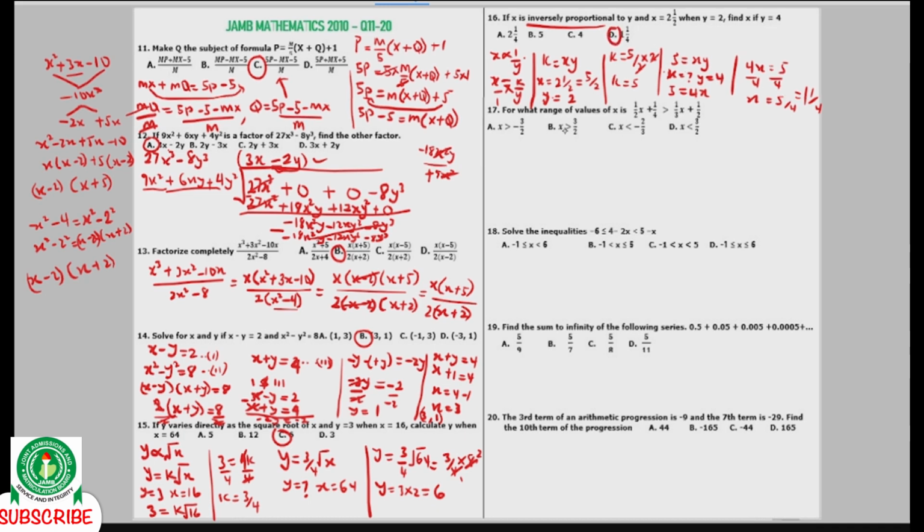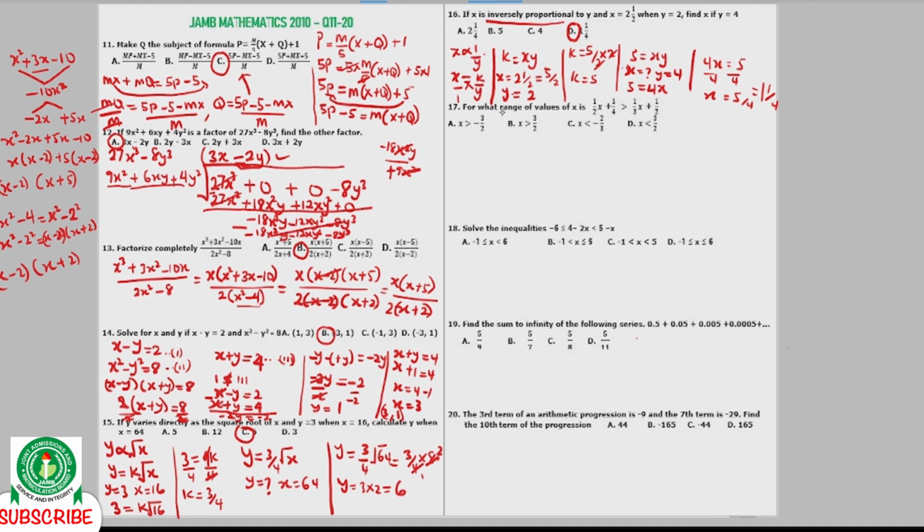So question number 70 says, for what range of values of x is 1 over 2x plus 1 over 4 greater than 1 over 3x plus 1 over 2? We have 1 over 2x plus 1 over 4 greater than 1 over 3x plus 1 over 2.